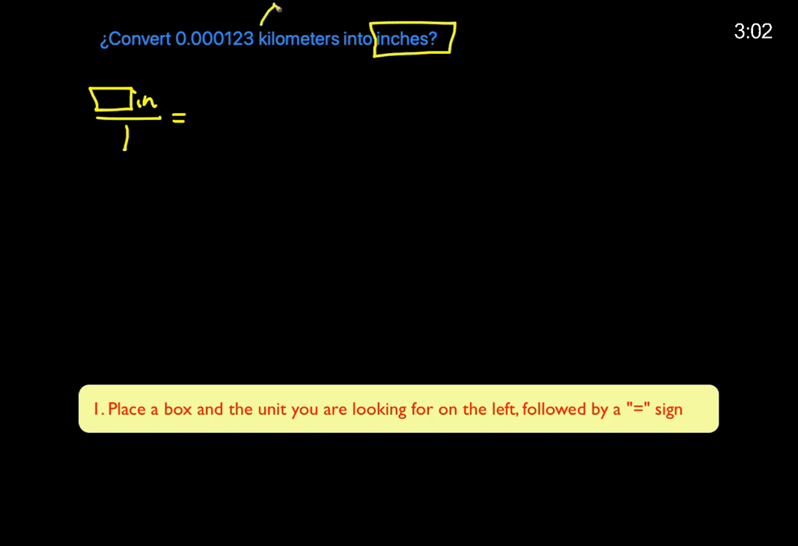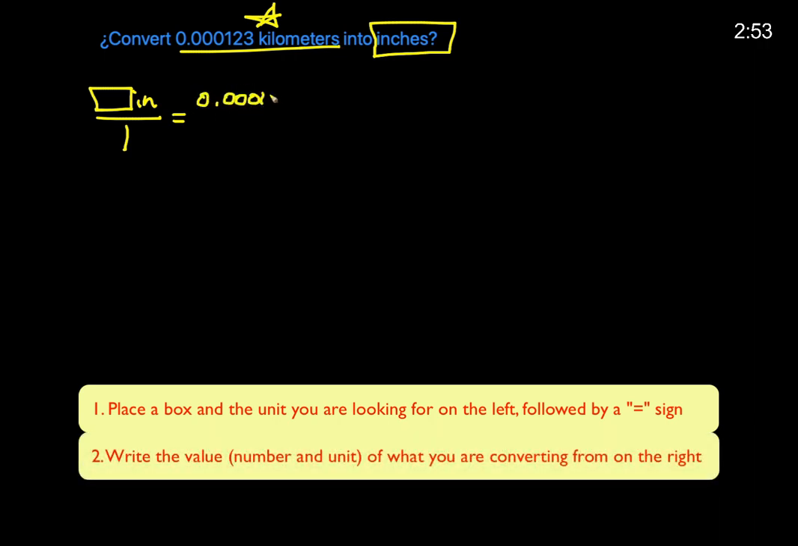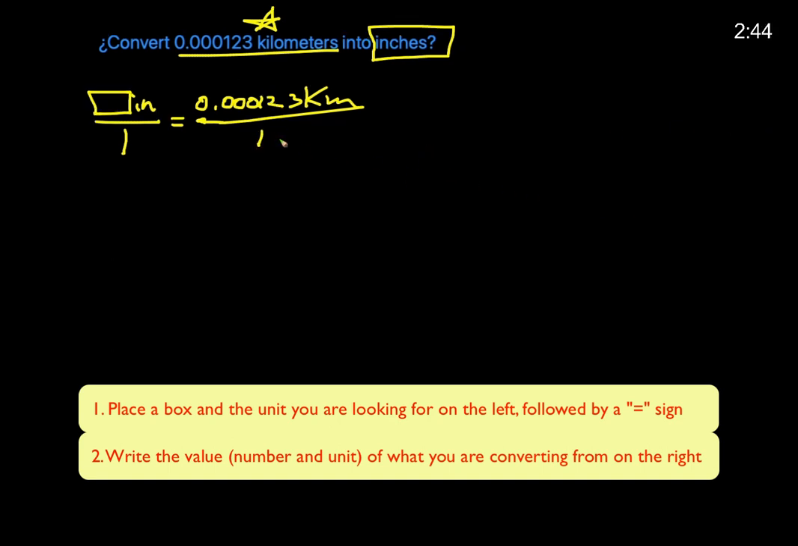What is my starting point? Well, in this case, I only have one other piece of information, so I'm going to start with 0.000123 kilometers. I'm going to put that over 1. The goal, of course, is now to convert kilometers into inches. And so let's see what I can do.